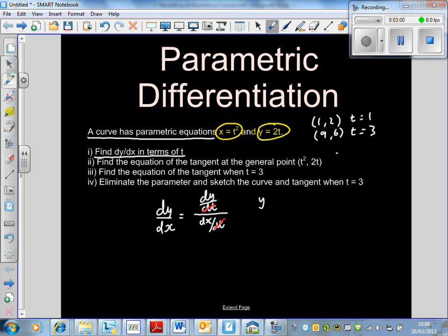So if y is equal to 2t, what is dy dt, John? 2. Good. And we have x is equal to t squared. So what's dx dt, Jennifer?